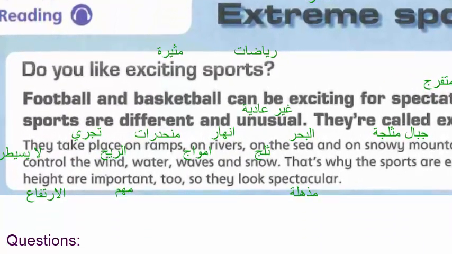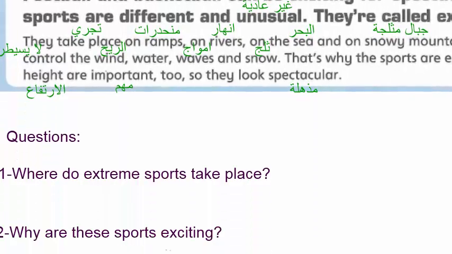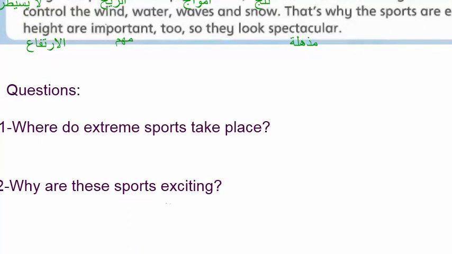For the first paragraph here, or the introduction, we have two questions. Where do extreme sports take place? يعني وين بتم عملها أو لعبها. Yes, if you go back to the paragraph, you will find out that they take place on ramps, on rivers, on the sea, and on snowy mountains. This is the answer.